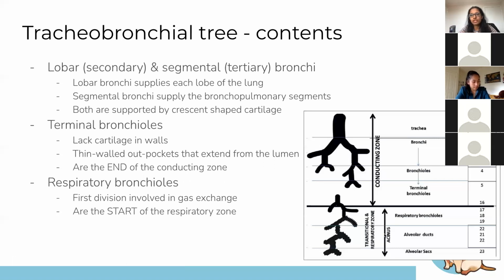So everything from the trachea up until the terminal bronchioles is what we call the conducting zone. The conducting zone is just like a tunnel system for air to flow through. So nothing that interesting is happening until we get to respiratory bronchioles, conveniently named for the start of the respiratory zone. All right, so your respiratory bronchioles will go into alveolar ducts, which go into alveolar sacs.